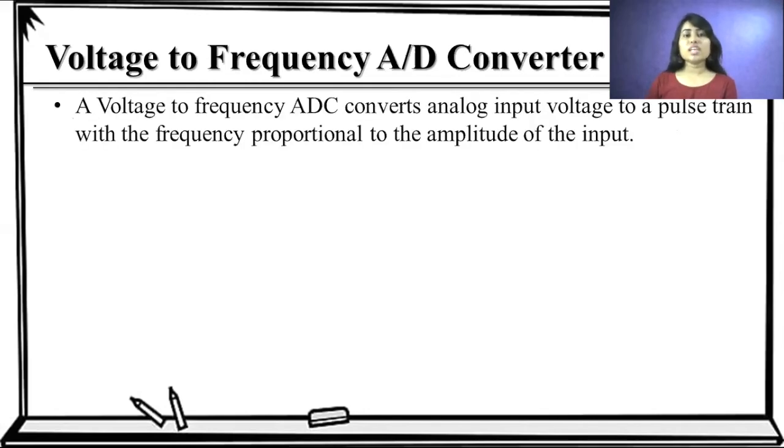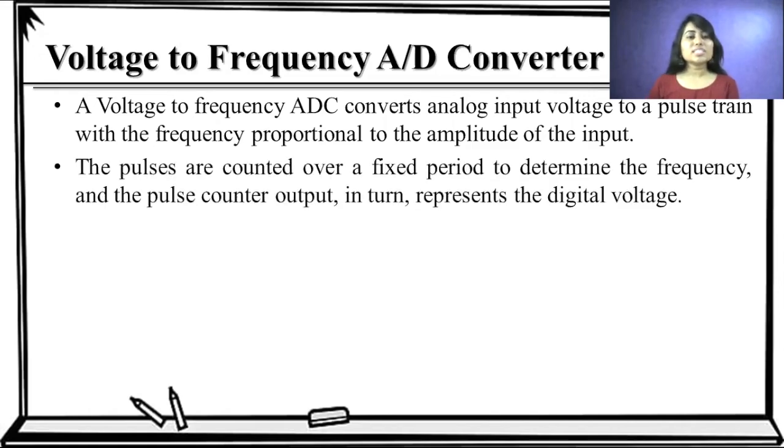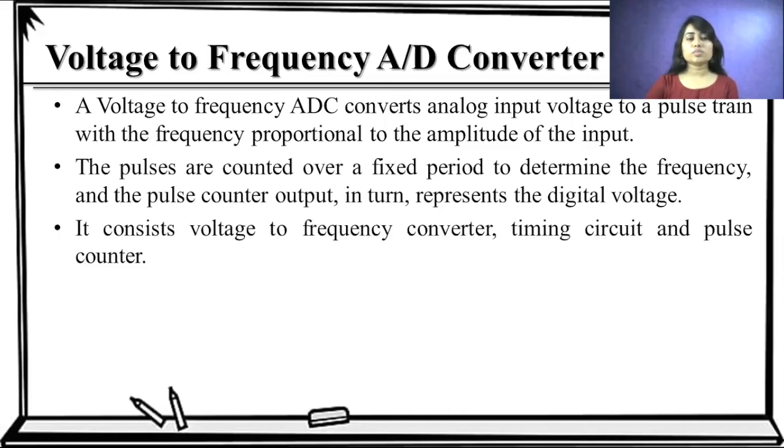A voltage to frequency analog to digital converter converts analog input voltage to a pulse train with the frequency proportional to the amplitude of the input. Pulse train, that means we have 1010 pulses over here, and the frequency of these pulses is proportional to the amplitude of the analog input. The pulses are counted over a fixed period to determine the frequency, and the pulse counter output in turn represents the digital voltage.